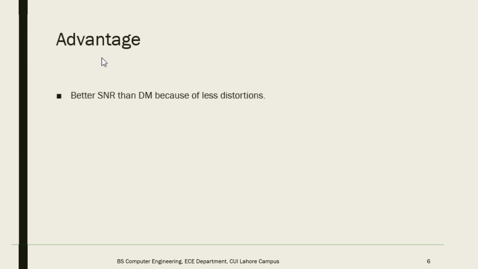The advantage which we can get because of ADM is that it has a better signal to noise ratio than delta modulation because of less distortion or less quantization error.